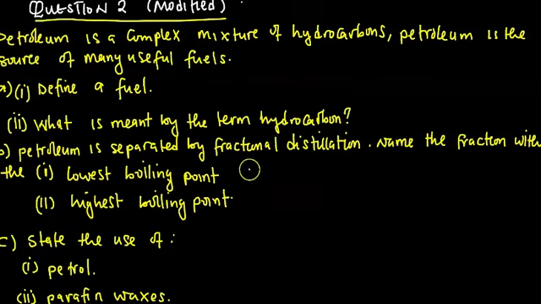Okay, up to the next question, that is the second question. For this question, I've not indicated the year because I modified the questions to cater for all parts of the topic. So, what is the question? Petroleum is a complex mixture of hydrocarbons. Petroleum is a source of many useful fuels. I must indicate that petroleum, also known as crude oil, contains hundreds of components, which are called fractions.